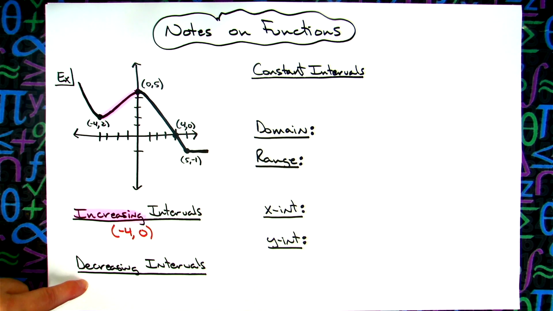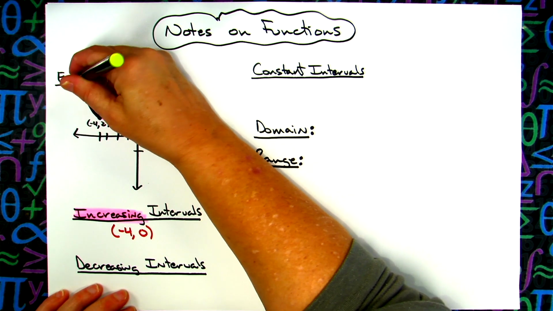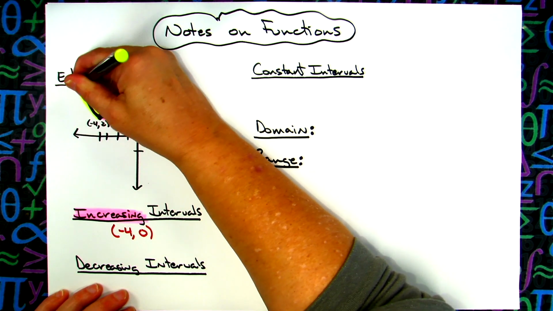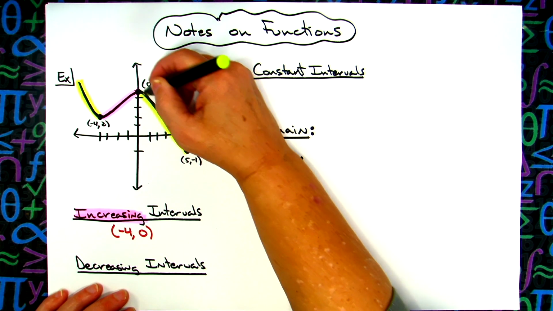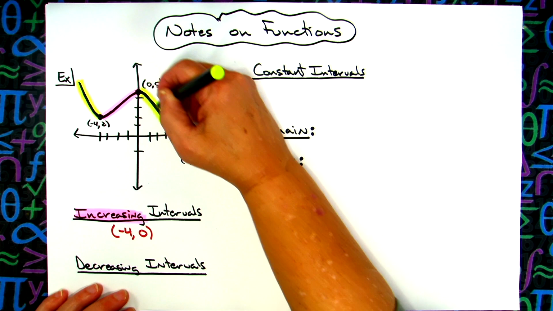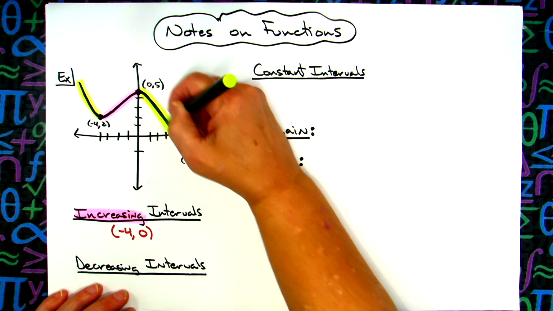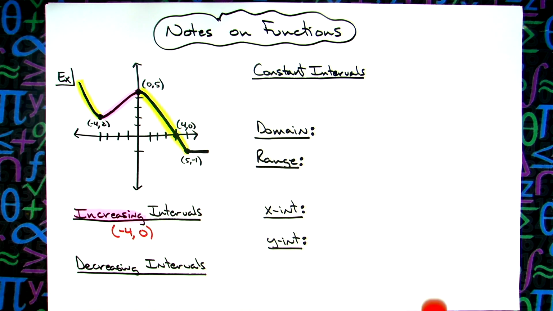Now, decreasing. All right, well, where is the graph going down and to the right? You can also think of that as a negative slope, but down and to the right. Well, it's going down and to the right here. And then over here, it is also going down and to the right. Okay, so to color code it a little bit, down and to the right. And it's in two separate sections.